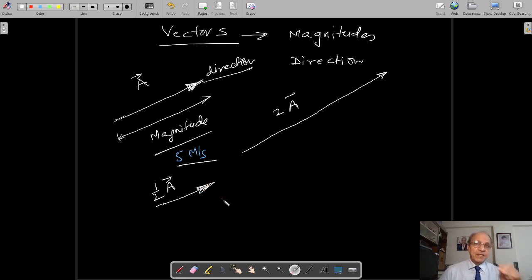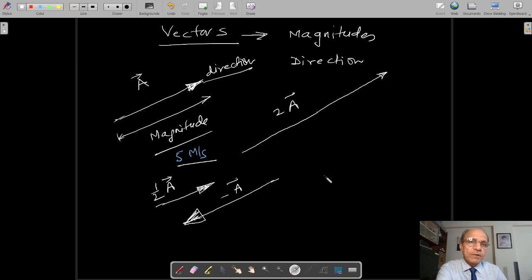That means we can multiply a vector by some scalar number: 1, 2, half, minus 1, minus 2. Then its magnitude will get multiplied, but the direction will remain the same. If we multiply this by minus 1, this vector will become minus A. Multiplying by minus means we are changing to the opposite direction. So if this vector is A, then this vector would be minus of A.